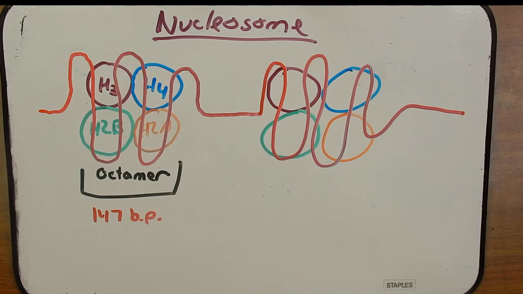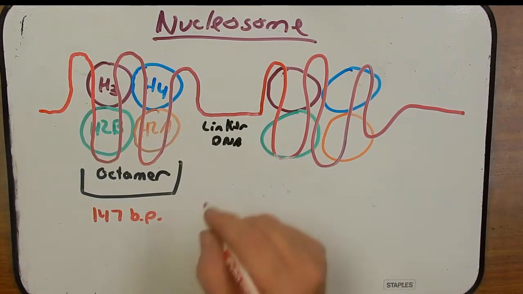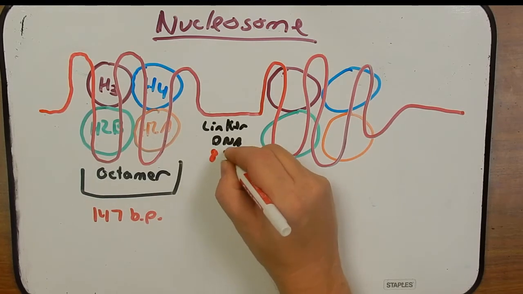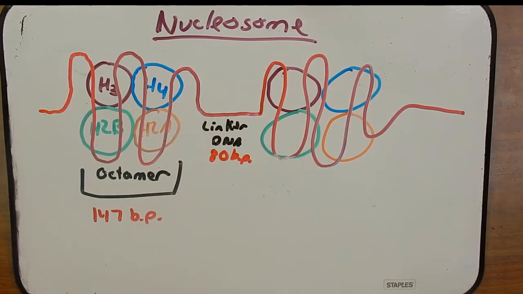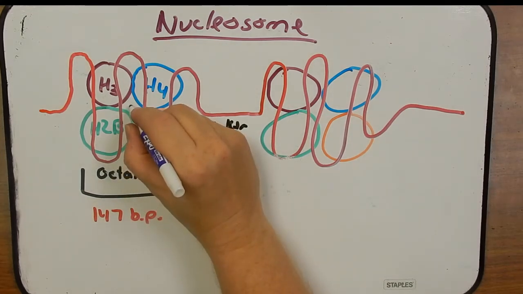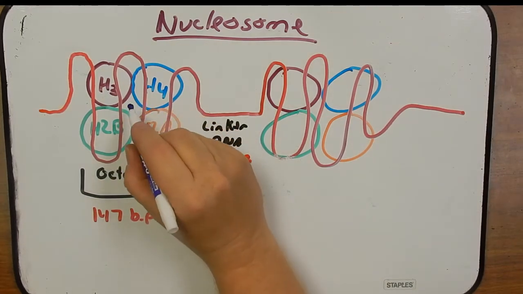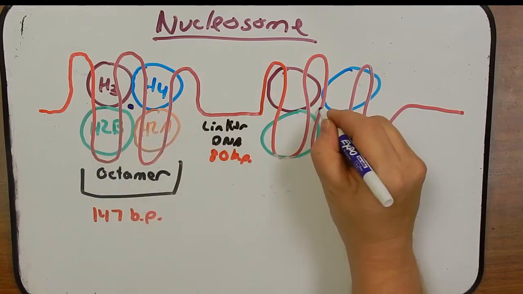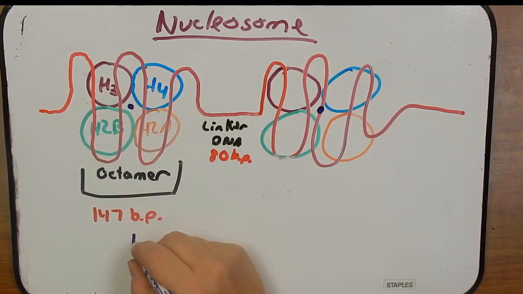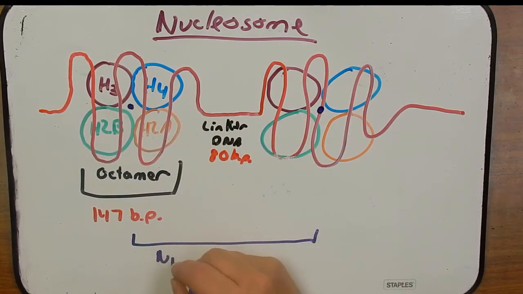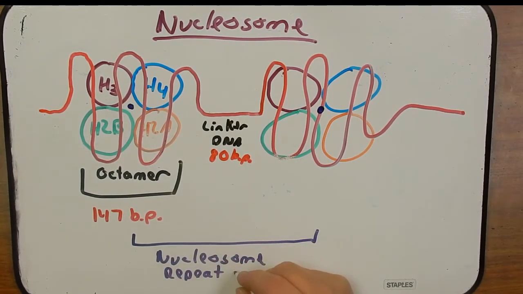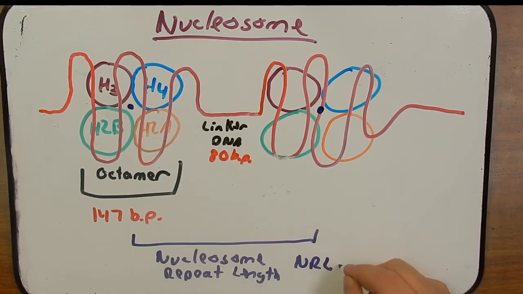Now this linker DNA, the DNA in between these two nucleosomes, can be up to 80 base pairs. It's usually not quite that much, but it can be. Another term I'm going to bring up here is this distance that we refer to from the center of one nucleosome to the center of the other nucleosome. And we call that the nucleosome repeat length. And the cool kids call it NRL.